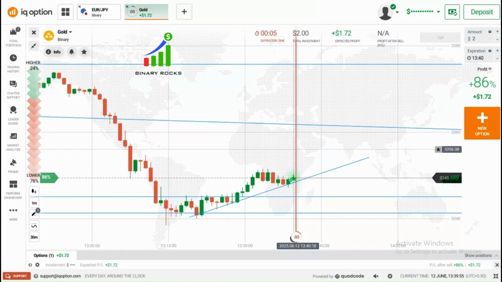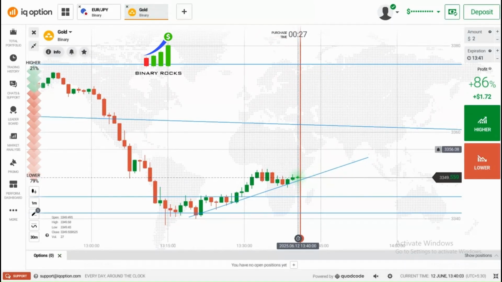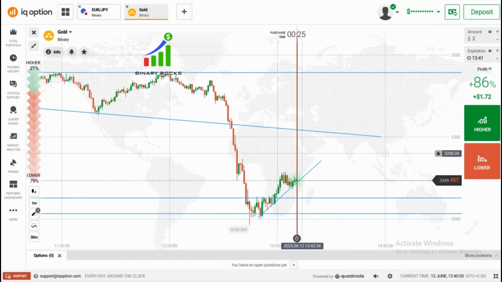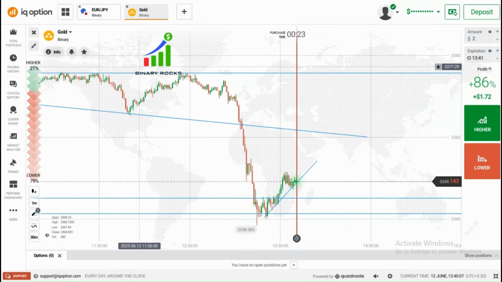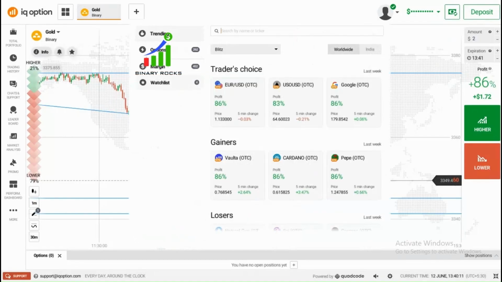Okay, at last, I will do one thing. I will show you one OTC pair. This is not an OTC, it's a gold pair. It's a binary only. I will do one thing. I will make one OTC pair for you at last. Okay, let me show you what the OTC pair is.